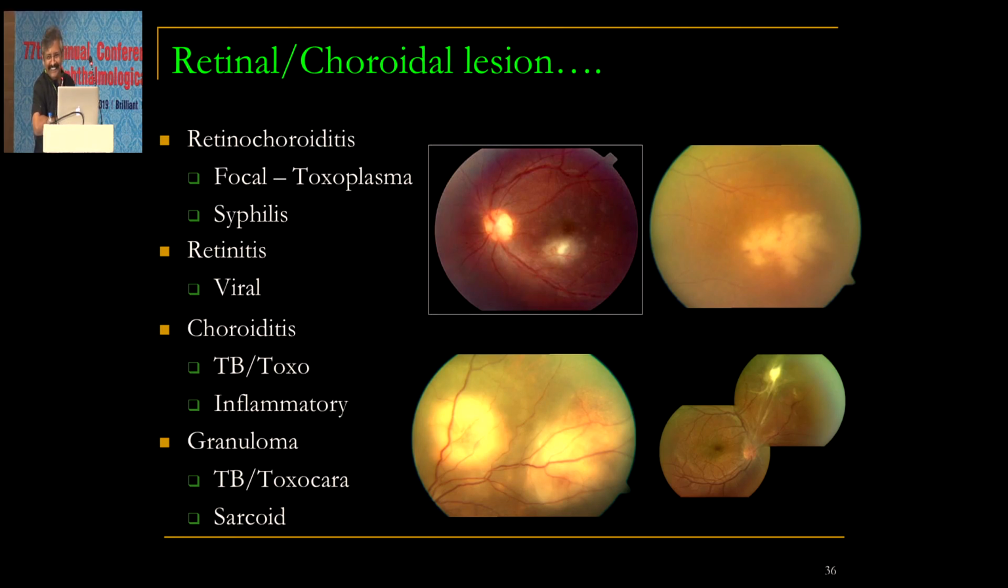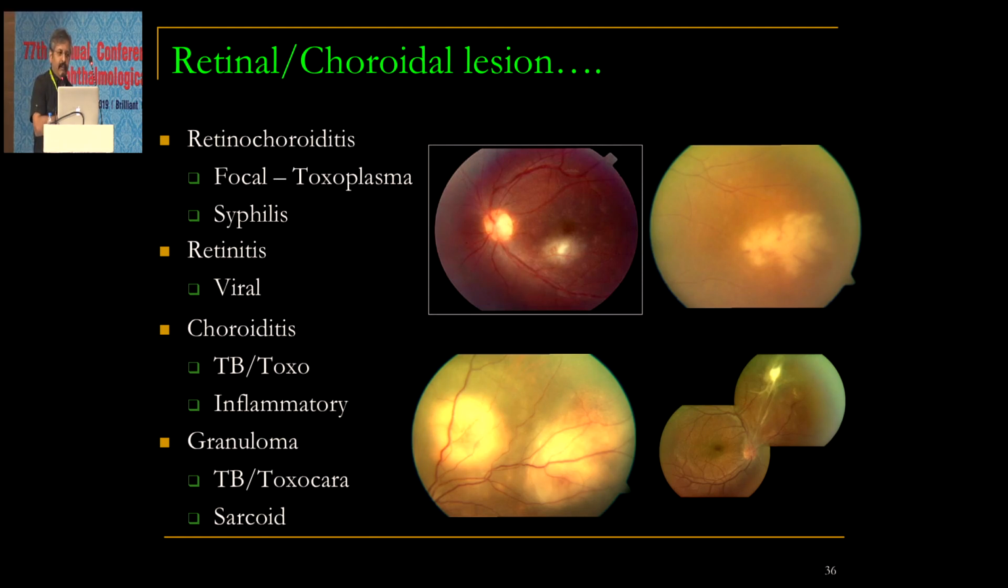Confused? Viral is always retinitis. Okay, it doesn't cause subretinal lesions. Tuberculosis is mostly choroiditis. Toxo is retinitis or retinochoroiditis. So retinitis and retinochoroiditis are always infective.